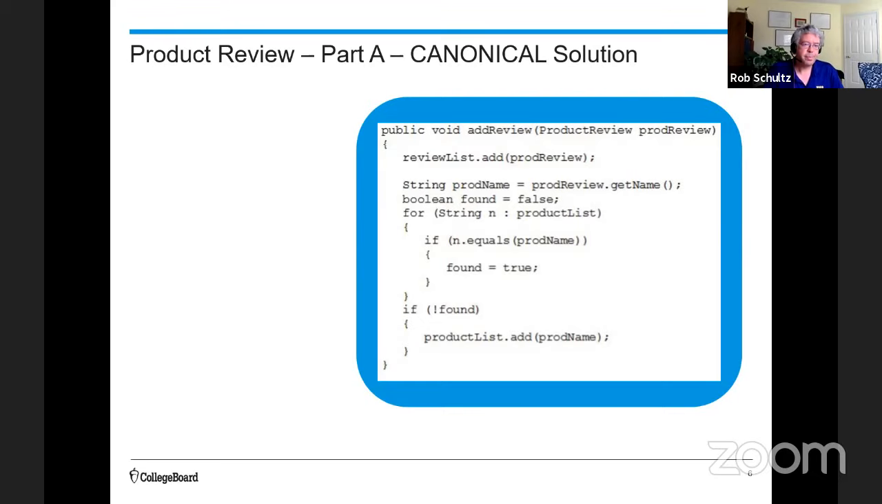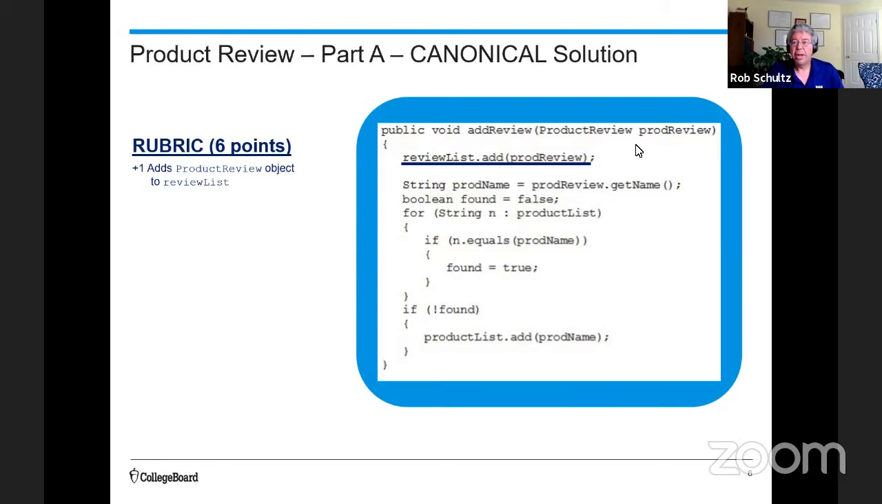Okay, so looking at the rubric, 6 points. Very first point, do we add a product review object to review list? And we do. The very first thing we do is we take the product review object that was passed in as the parameter, and we immediately add it to our review list. So that gets us the first point. Do we get the product name of the review to be added? We do. We take our product review that was given to us in the parameter, we call get name, and we store the name from that product review to a variable called product name, or prod name, I should say.